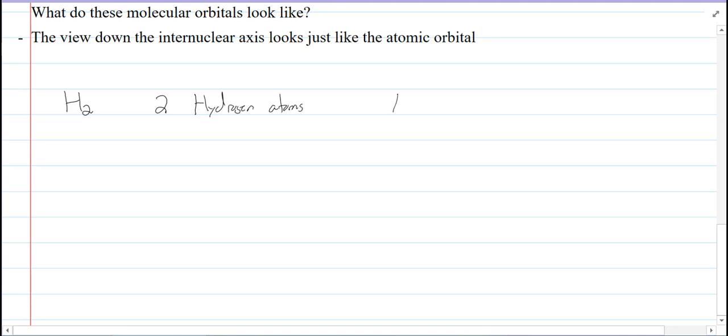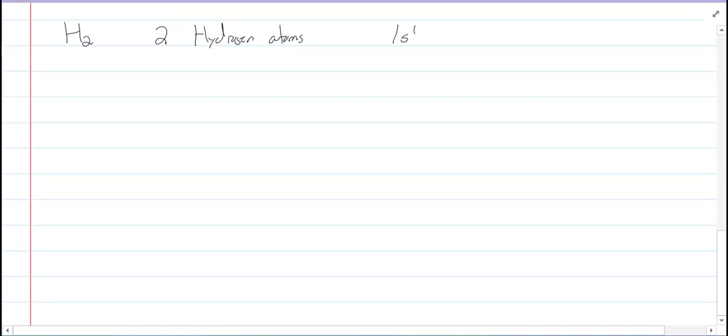If we come back to this MO theory, let's look at a few MO diagrams. So H2. We have two hydrogen atoms, and it's 1s1. So this is important: two atomic orbitals make two molecular orbitals. So what does that look like?